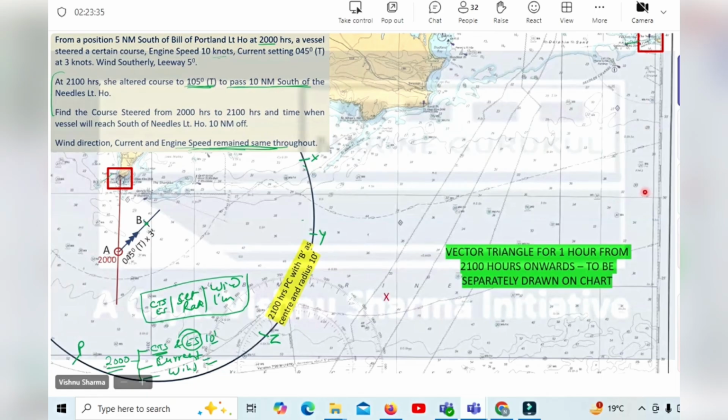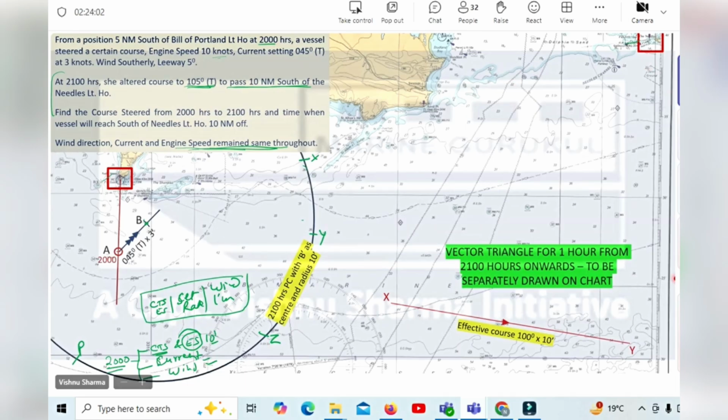Okay. So you see, X is the starting point of the triangle here. This is the effective course for 1 hour into 10 miles distance. I'm making a triangle for 1 hour, guys. What I have drawn is the effective course. Am I right? CTS is 105, wind is southerly. You'll go downwind by 5 degrees, course will reduce to 100 degrees, right?